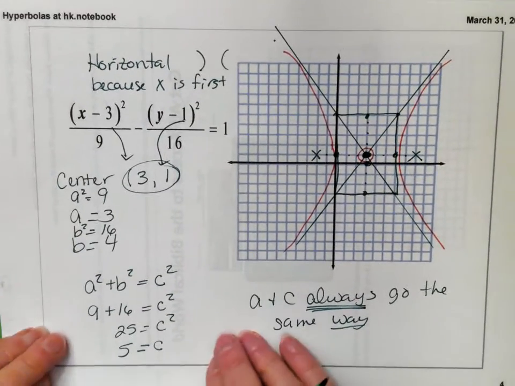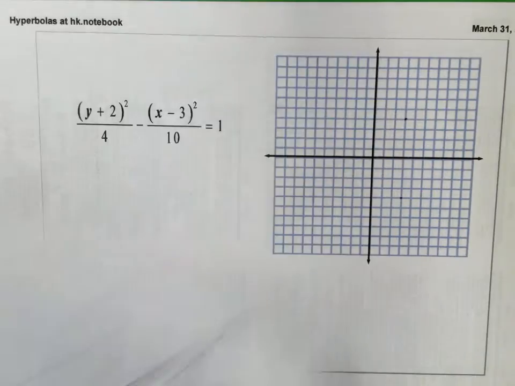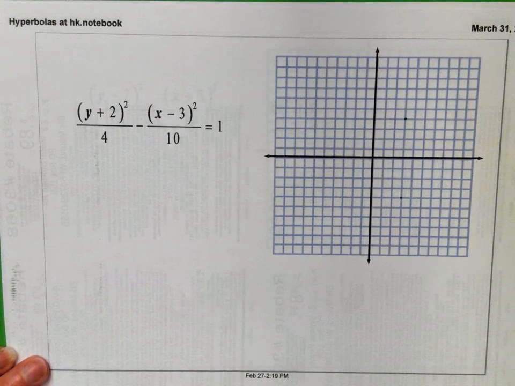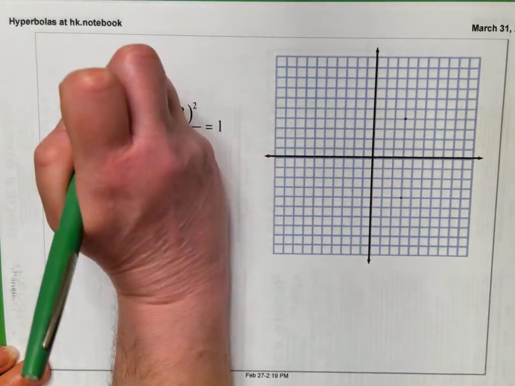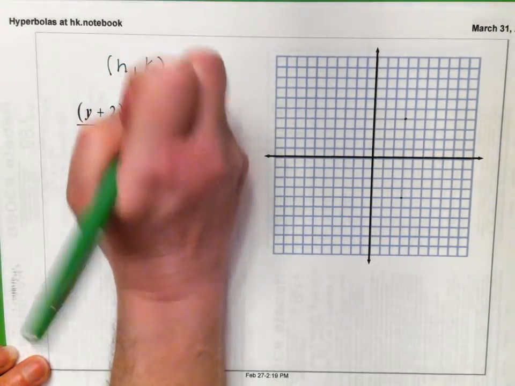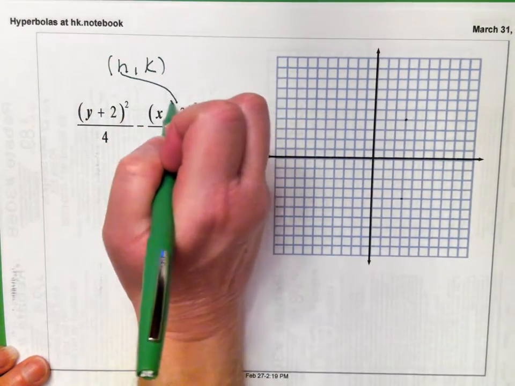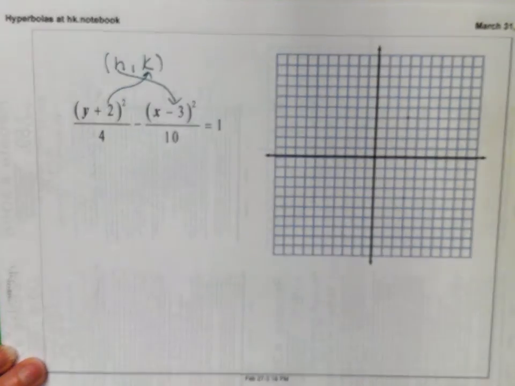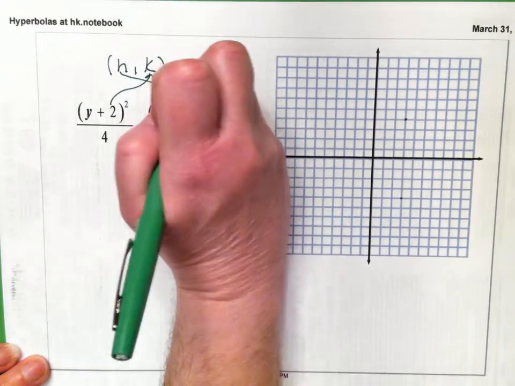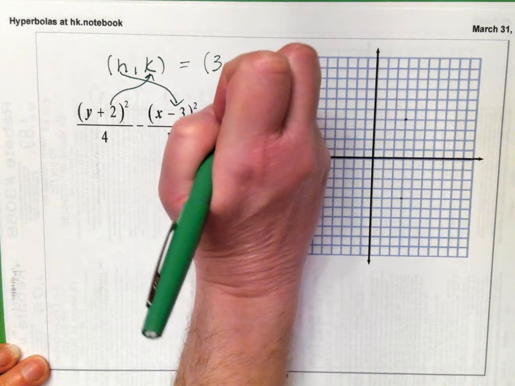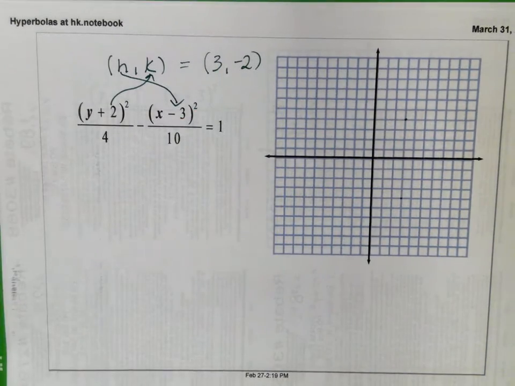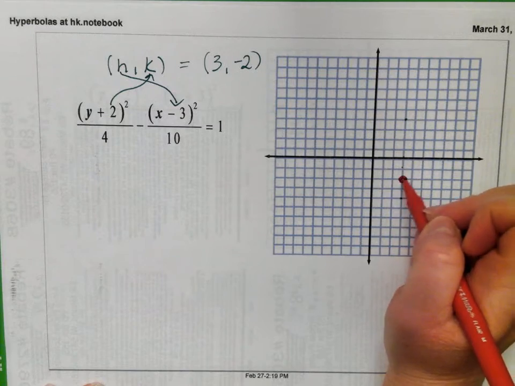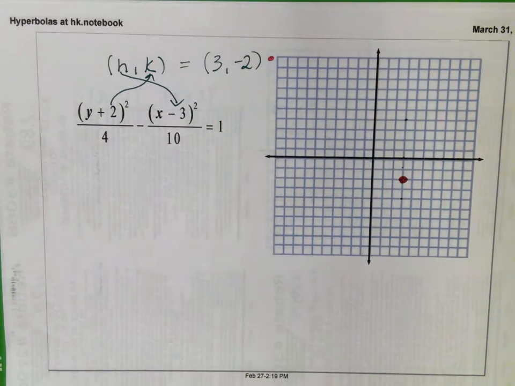Let's check out the next one. All right. So, first we find the center. Uh-oh, be careful. Remember, it's H, K, and H comes from X, and K comes from Y. So my center is 3, negative 2. So let's go ahead and find that. 3, 1, 2, 3, negative 2. There's my center. Again, I put it in red for you.